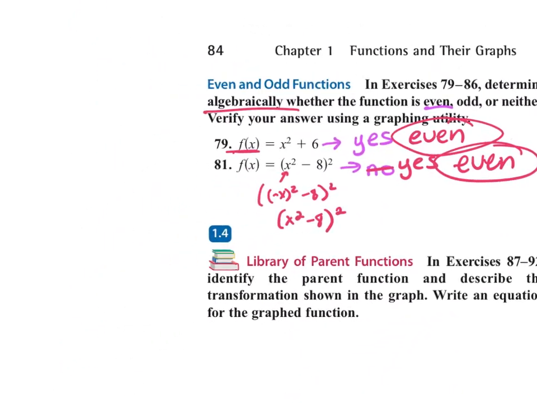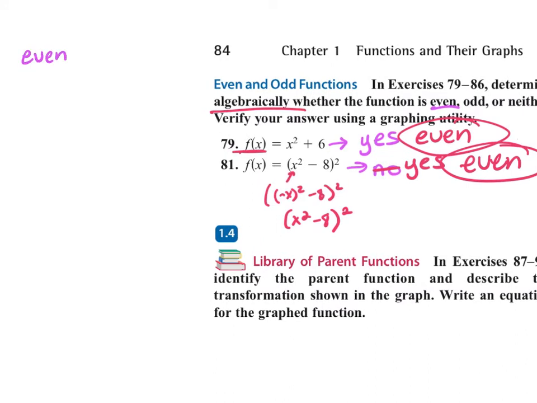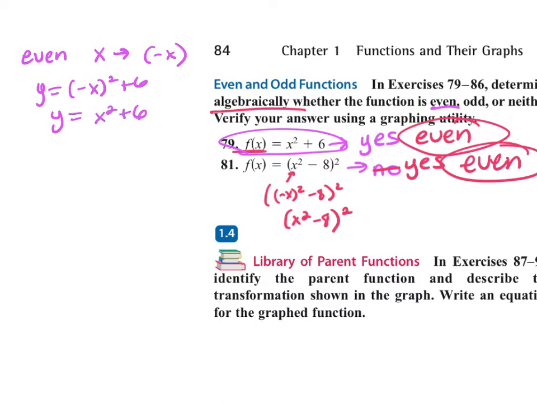So the way you test for even is take the x and replace it with a negative x, if you're doing it algebraically. That's your same test for the y-axis. So if I take this one and I get y equals negative x squared plus 6, that negative goes away. So if it goes back to the original, it is even. It would be symmetric to the y-axis, so it's even.